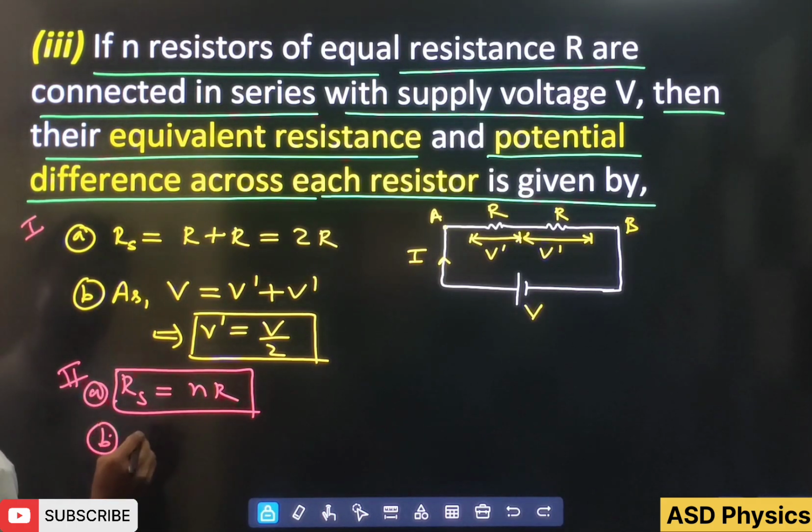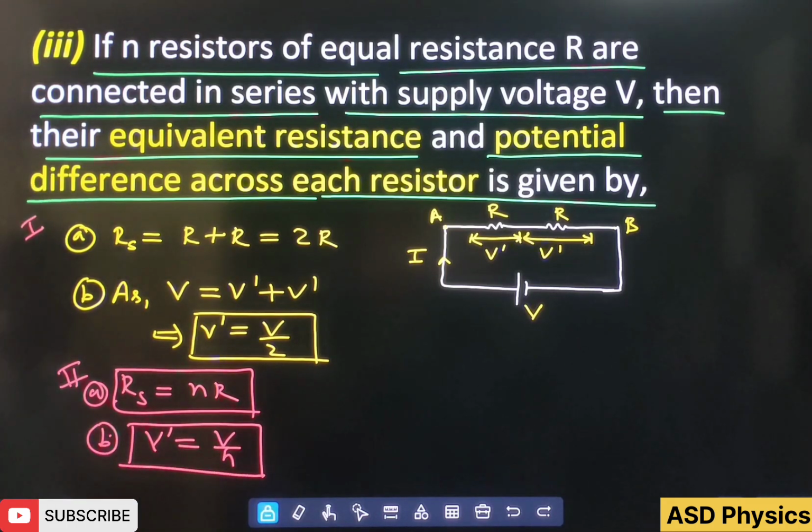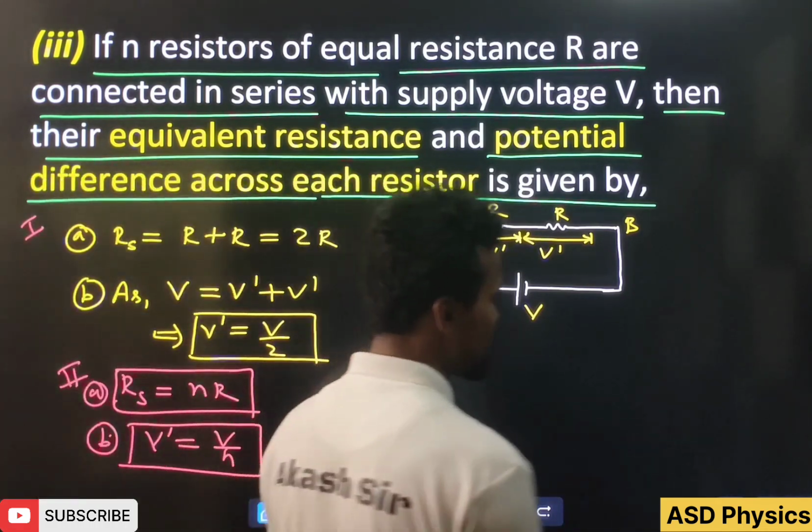If I write for the voltage, what will be the voltage here? Can you see here? This V dash is given by V by N. What is V dash? V dash is given by V by N. Is it? I hope so. This is very clear.